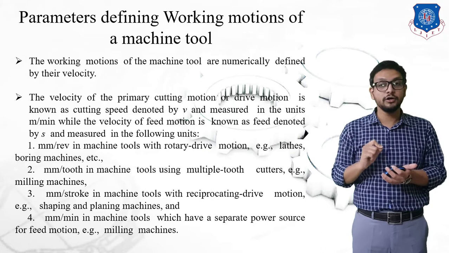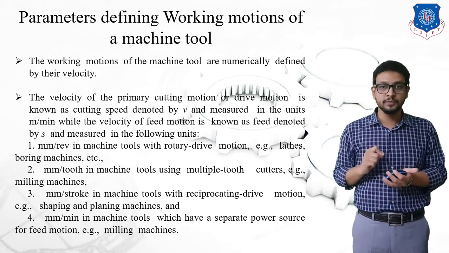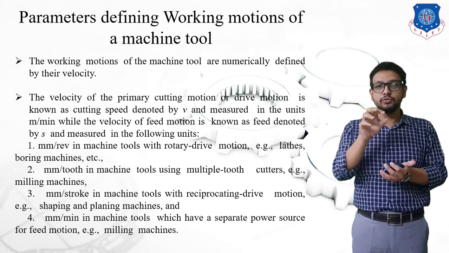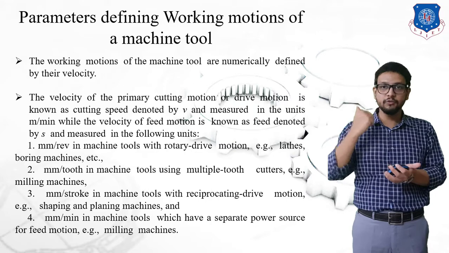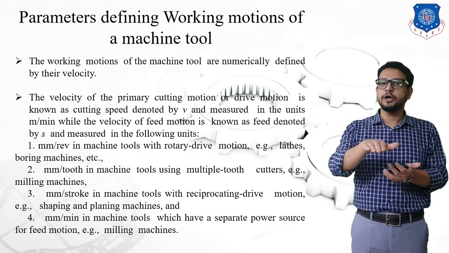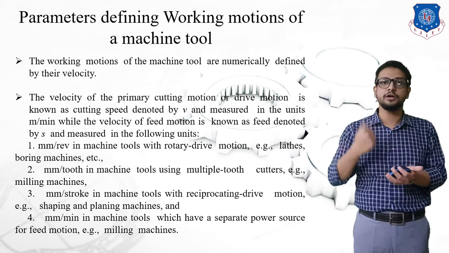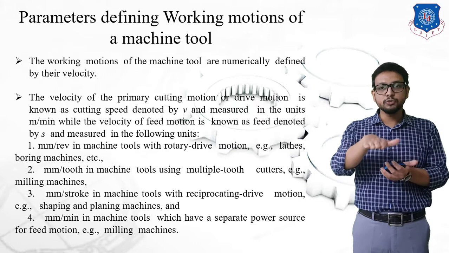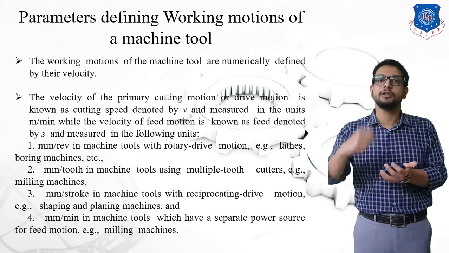The second type of unit for this feed motion is mm per tooth, which indicates how much we need to move a workpiece. We know that in a milling machine, that is in a gear manufacturing machine, we need to provide a translatory motion to our workpiece, whereas a drive motion is given to our cutting tool, that is our cutter. So how much motion we need to provide to our workpiece is given in mm per tooth.